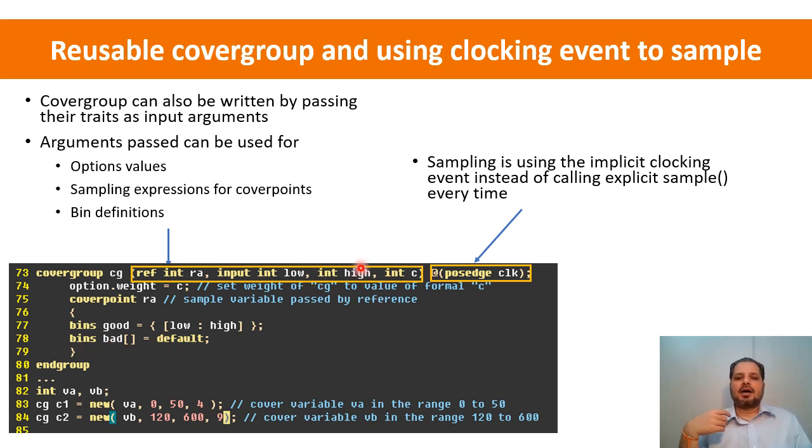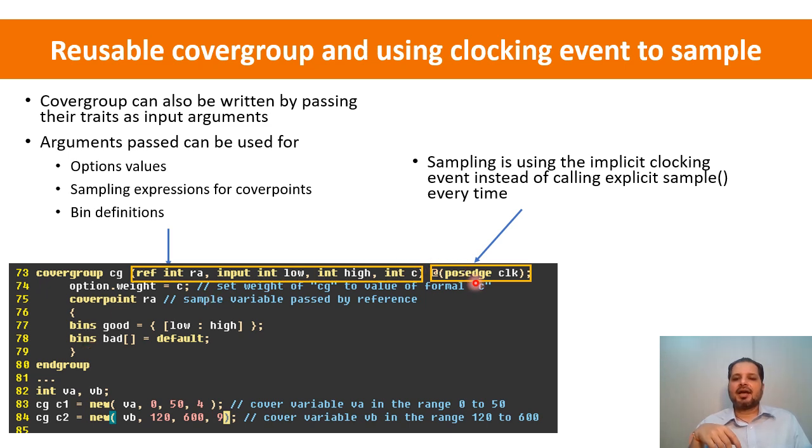Now let's come back, since I wanted to complete all the arguments. We have looked at high and low for constructing the bin, and this last pass by value parameter c we are using to set the weight. This is how option.weight can be set, and this weight eventually gets utilized for calculating the weighted average coverage number in the final report. This also is assigned at the point of your cover group construction.